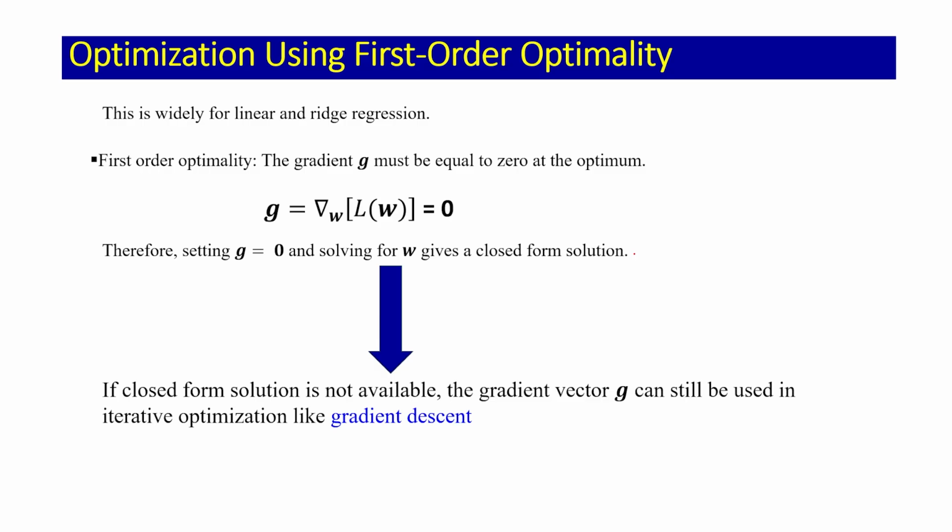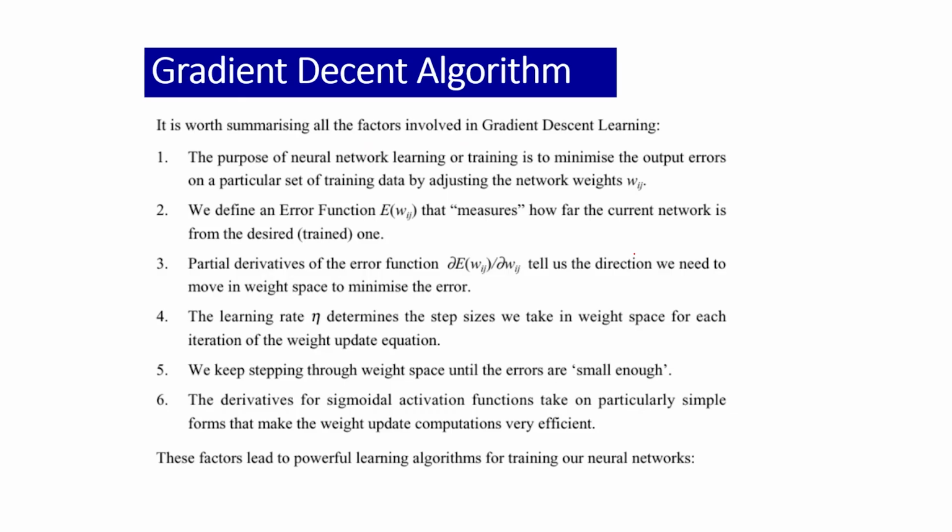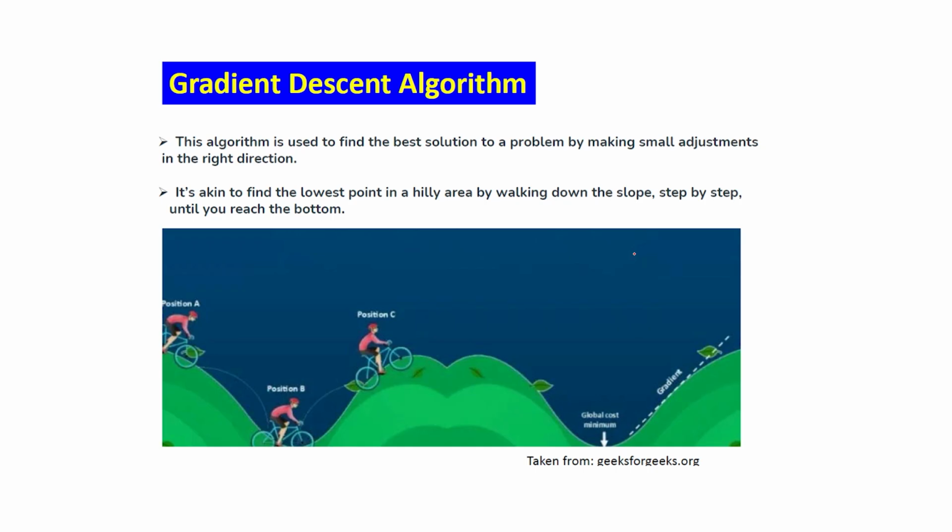What is it? It tells you that if I take the derivative of the loss function with respect to w, as I have already told you in several lectures, and set it to 0, then you can find all the w's which are optimized, right. So the gradient descent algorithm can be discussed in this slide. This slide is for you to learn. Here you can see it's nothing but a technique which can be used to find the best solution of a problem by making small adjustments in the right direction.